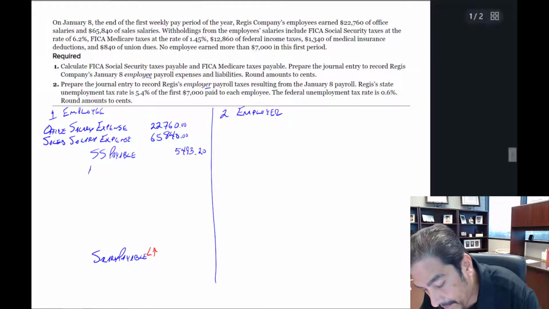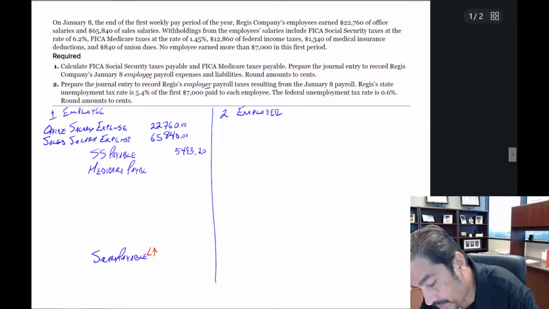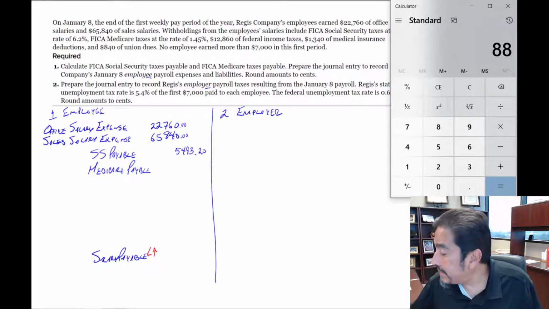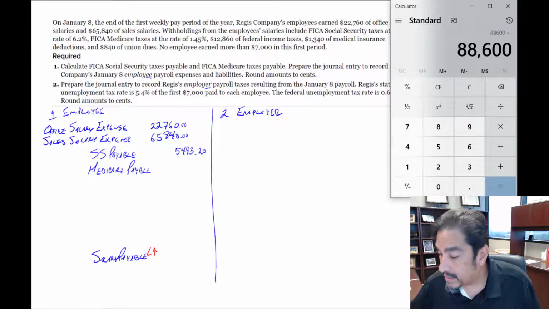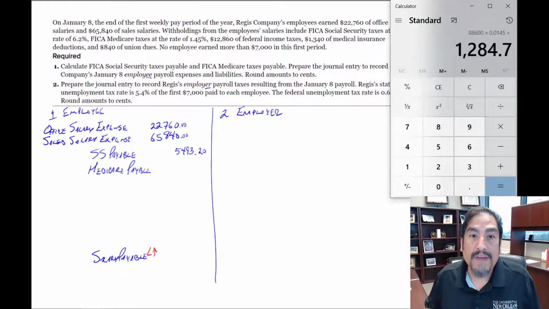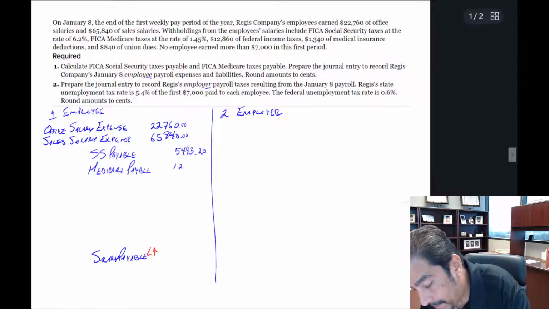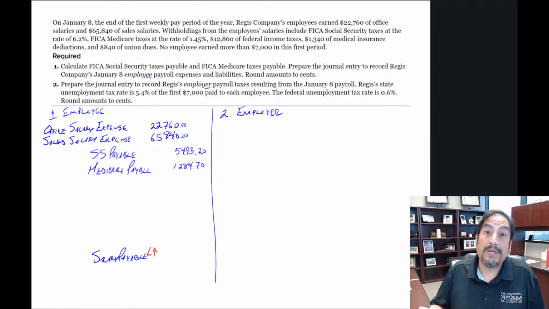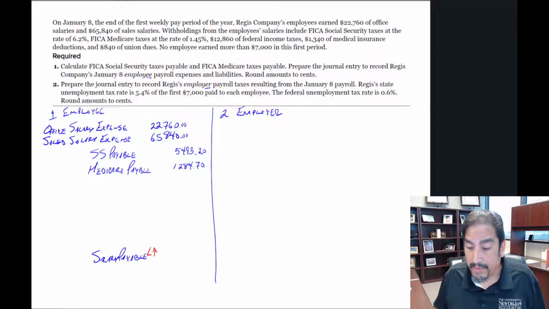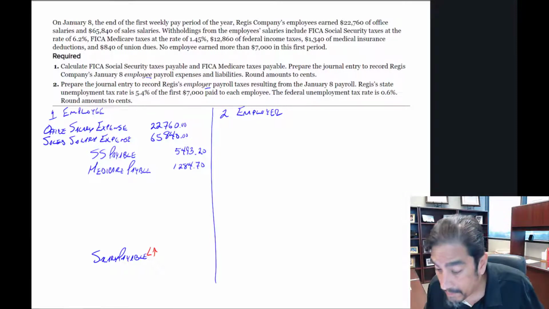And Medicare is 88,600 times 0.0145, $1,284.70. So those are the two we have to calculate. You have to know how to be able to calculate the Social Security and the Medicare. The rest of these on the employee side, they're going to be given to us.